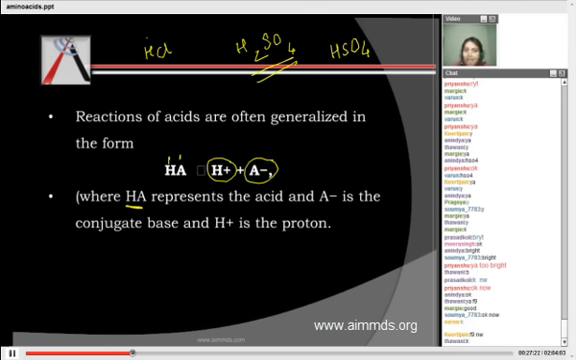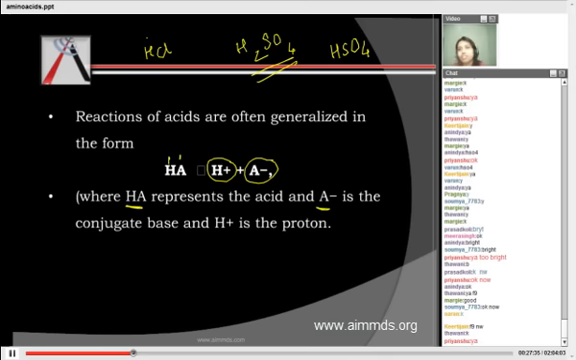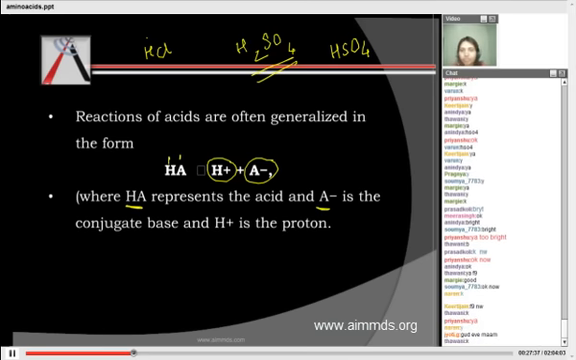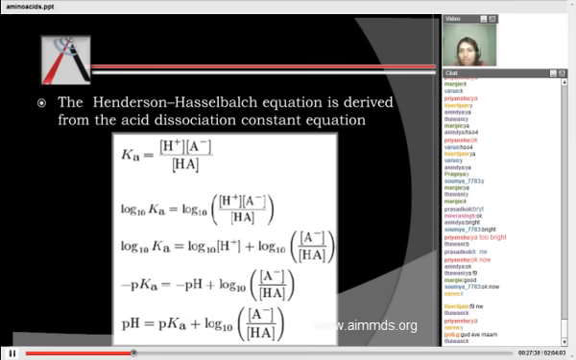You understand this statement now? HA represents the acid, A minus is the conjugate base, and H plus is the proton. Hopefully after this you will be able to understand what your keynotes say. I want you all to read the keynotes immediately after today's class, especially about these equations.